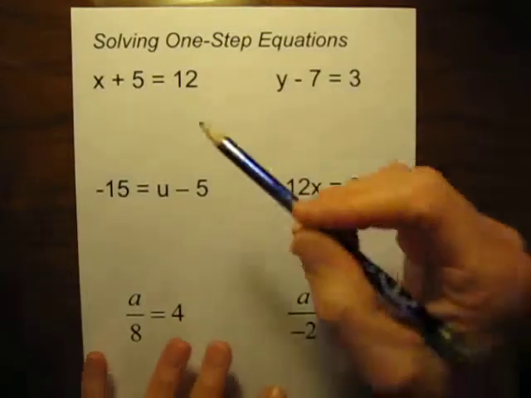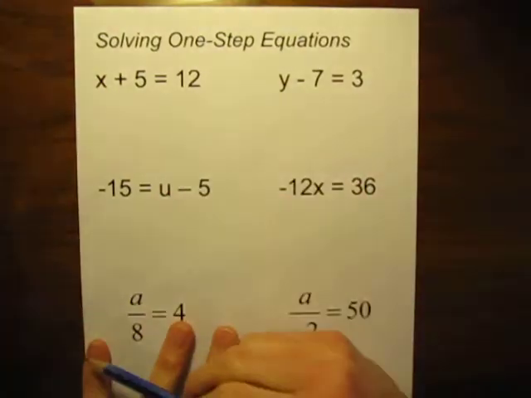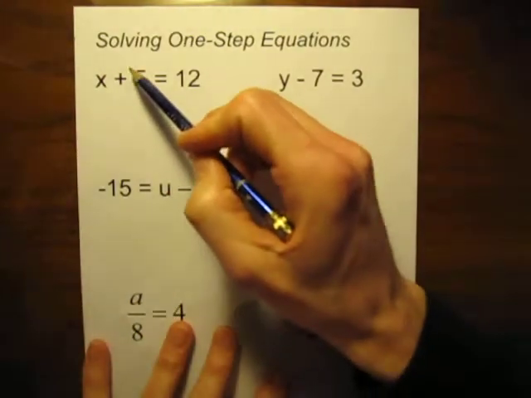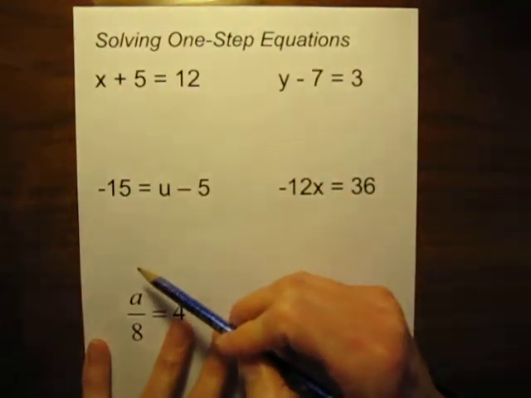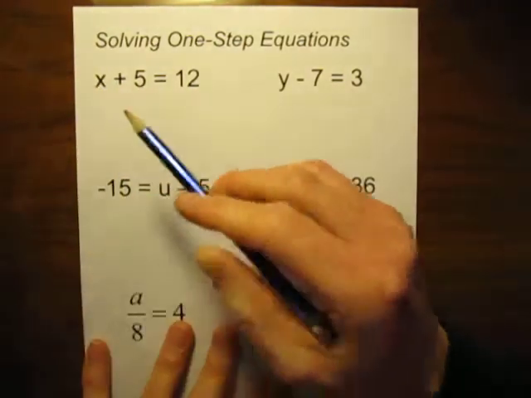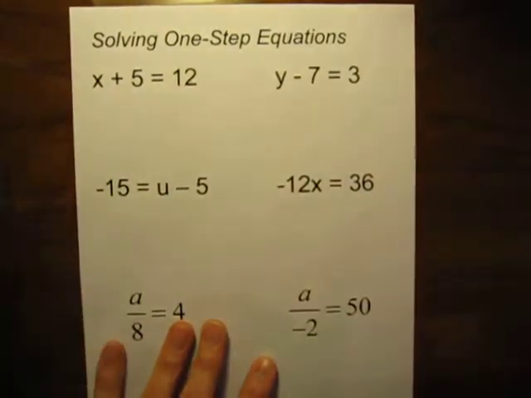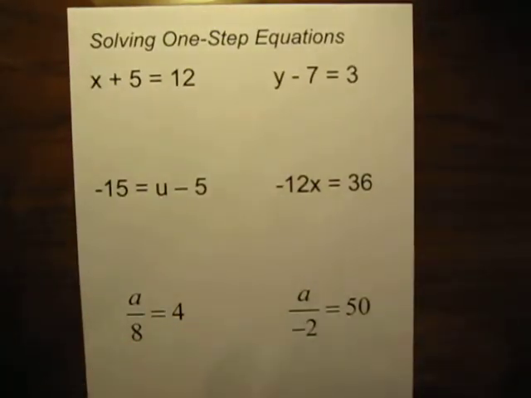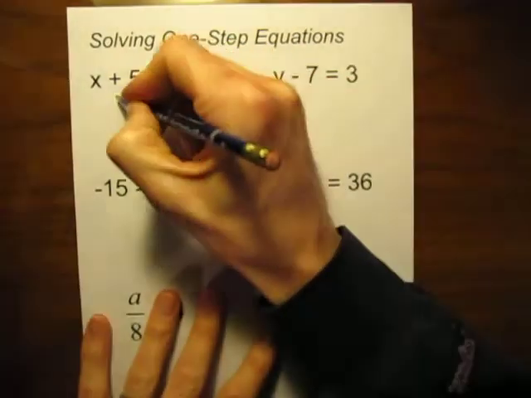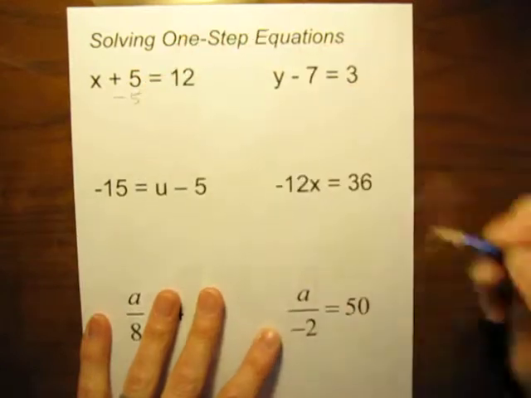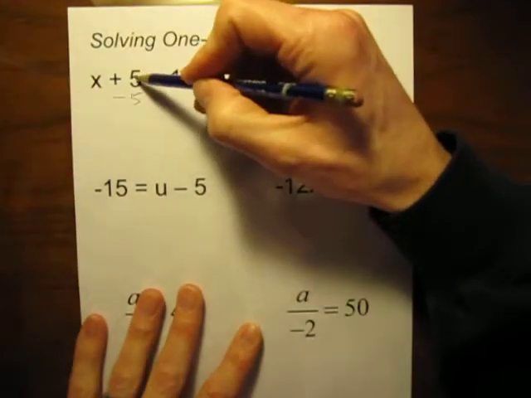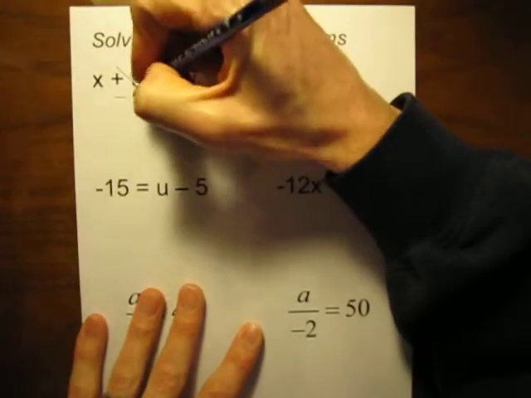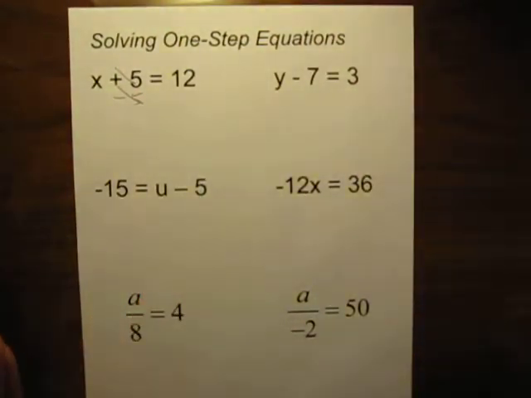So in this case what we want to do is get x all by itself, which means anything that goes along with x, in this case plus 5, we need to get rid of it. We want to isolate x. So how do you get rid of that plus 5? Turns out you can get rid of it simply by doing the opposite. The opposite of plus 5 is minus 5. So if we do minus 5 there, plus 5 minus 5 equals 0. It cancels out, it's gone.